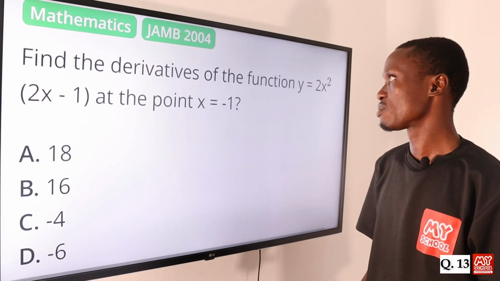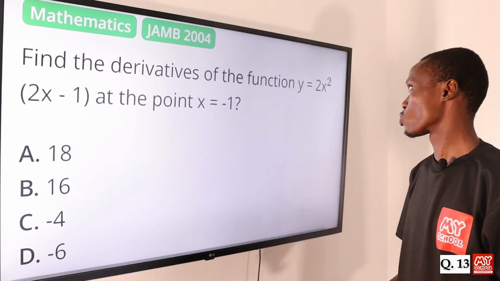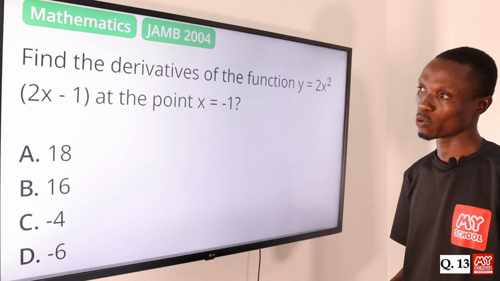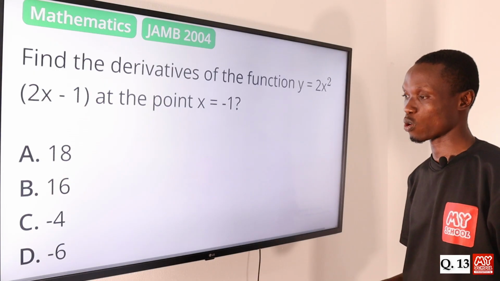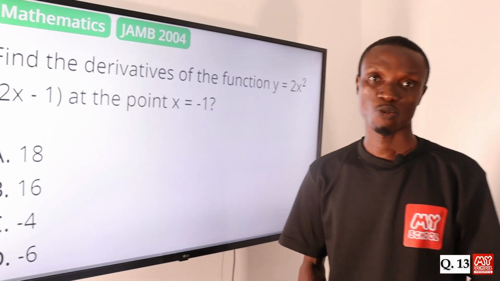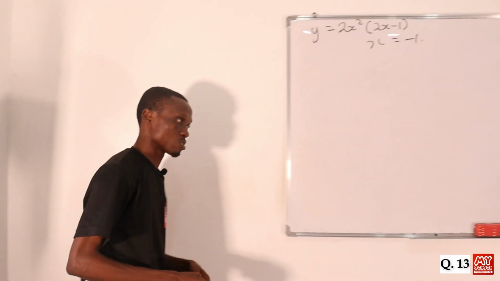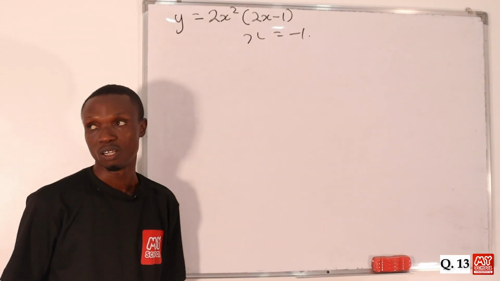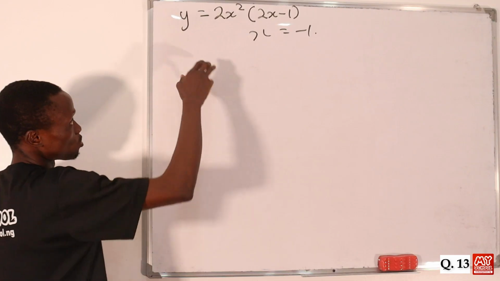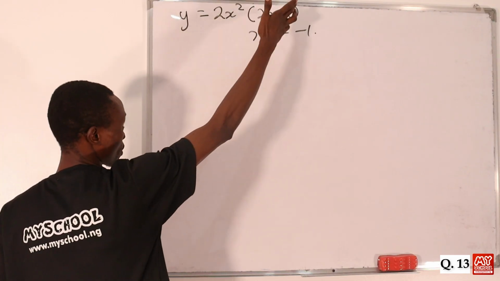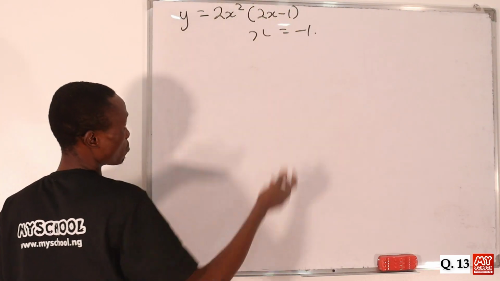Find the derivative of the function y equals 2x squared, then bracket open, 2x minus 1, bracket close, at the point x equals minus 1. So let's move over to the board to provide the answer to this question. Like I said earlier, derivative means differentiate. So basically we are asked to differentiate 2x squared, then bracket open 2x minus 1.